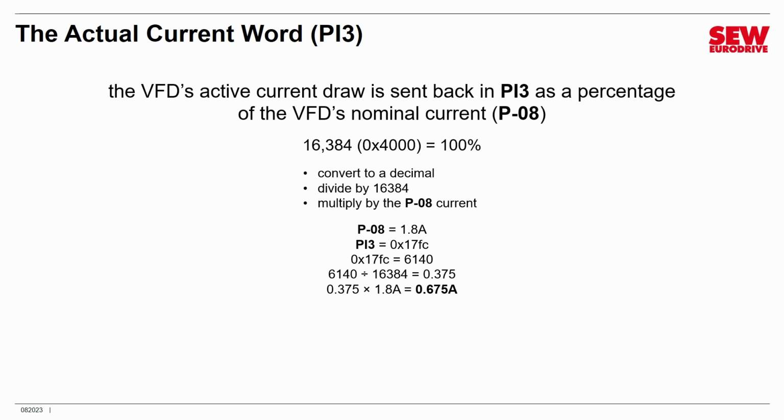So let's say P08 is set to 1.8 amps and you get 17FC back. You convert it to decimal, 6,140. You divide it by 16,384. It's 0.375. That's 37.5% of the maximum current. Then you multiply it by that P08 value, 1.8 amps, and you're drawing 0.675 amps. So that is how you would convert the PI3 word into amps. You'd have to do that with your PLC program.